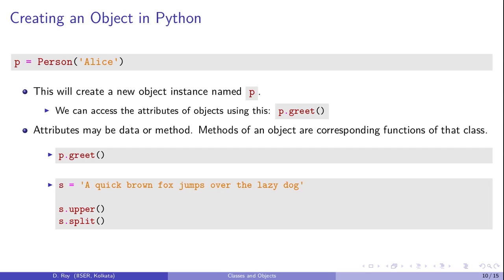As another example, here I am creating one object of the string class as we have done earlier. The string s was containing this string, and these two functions, which I hope you have already used, upper and split, are actually defined in the string class, which is defined by the Python developers.